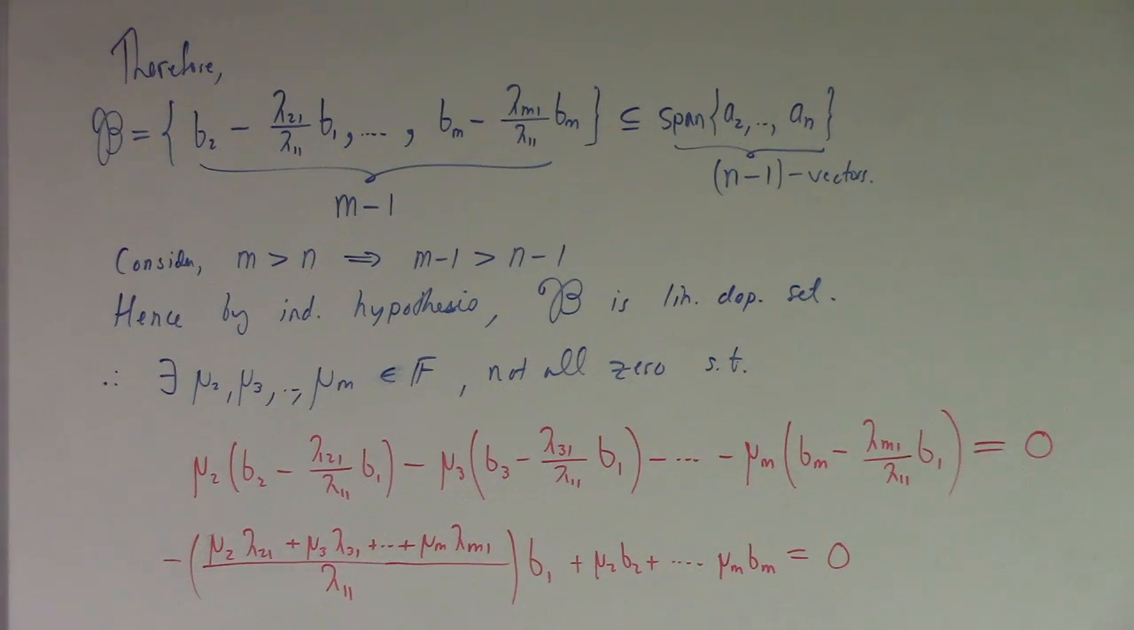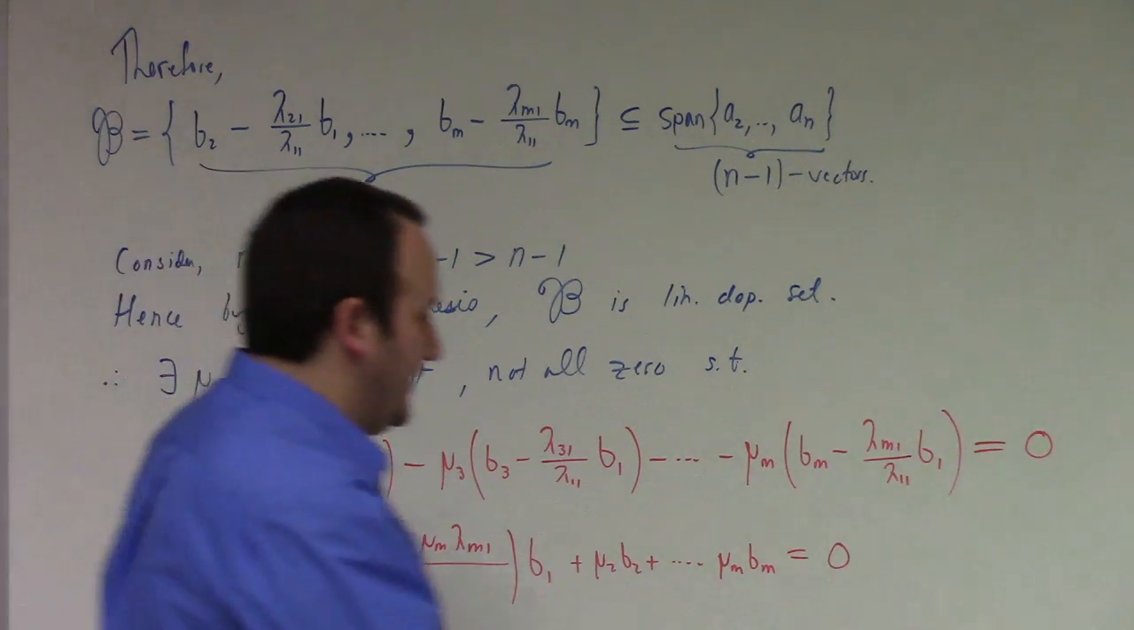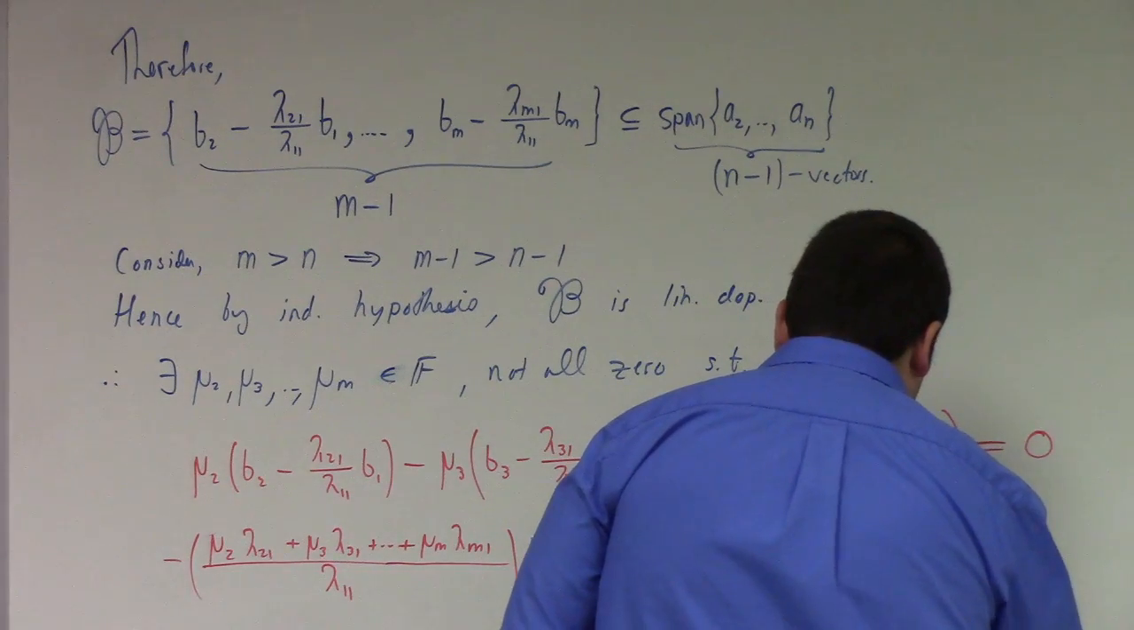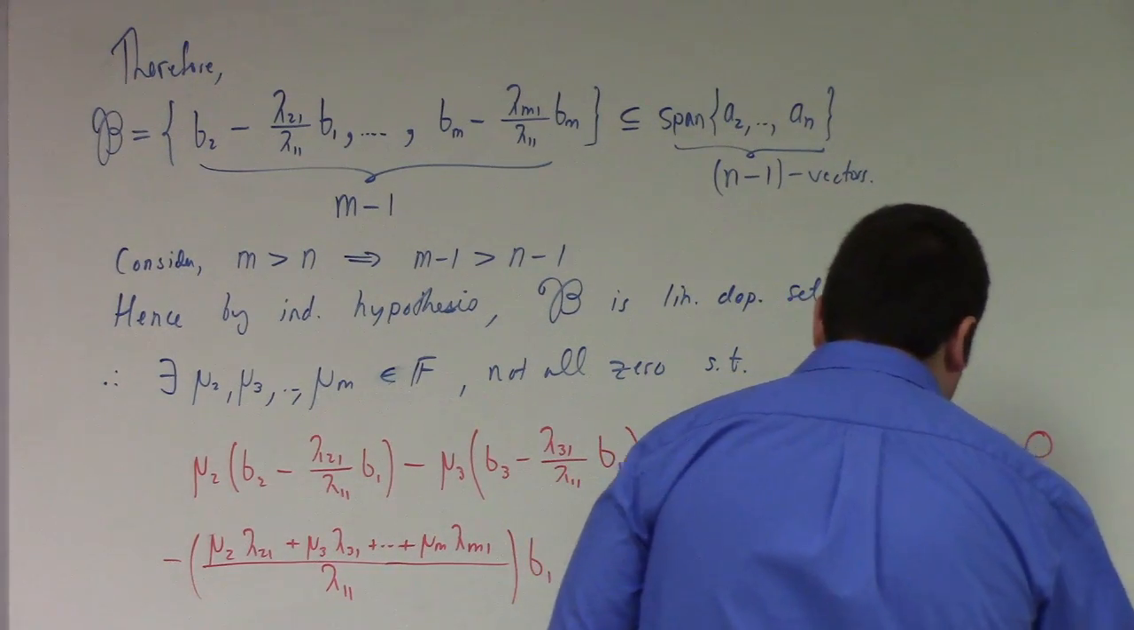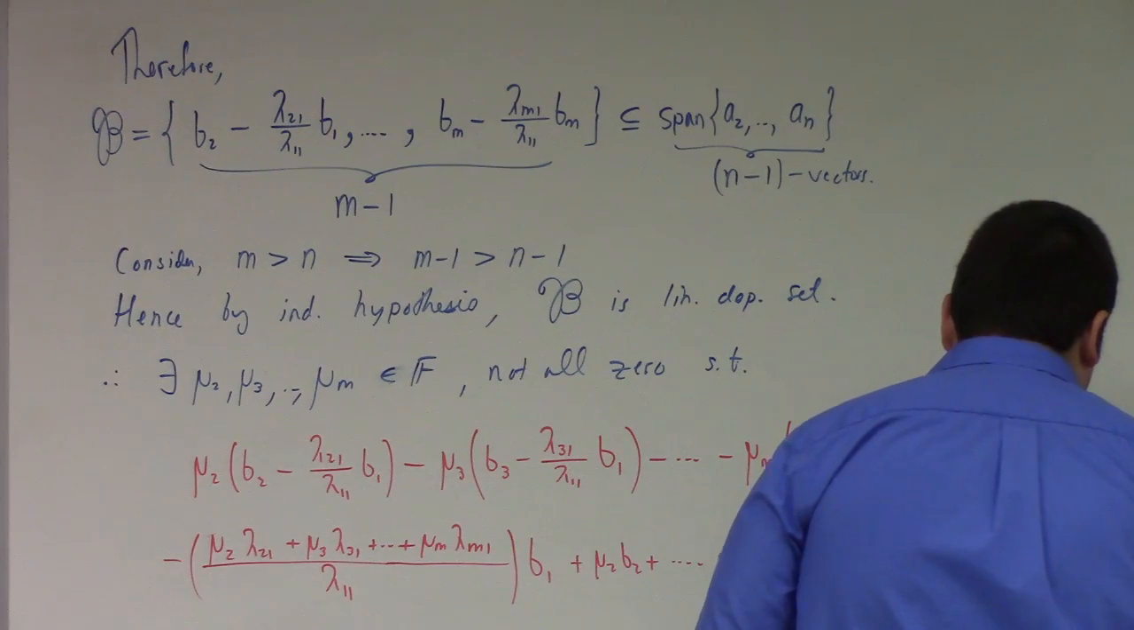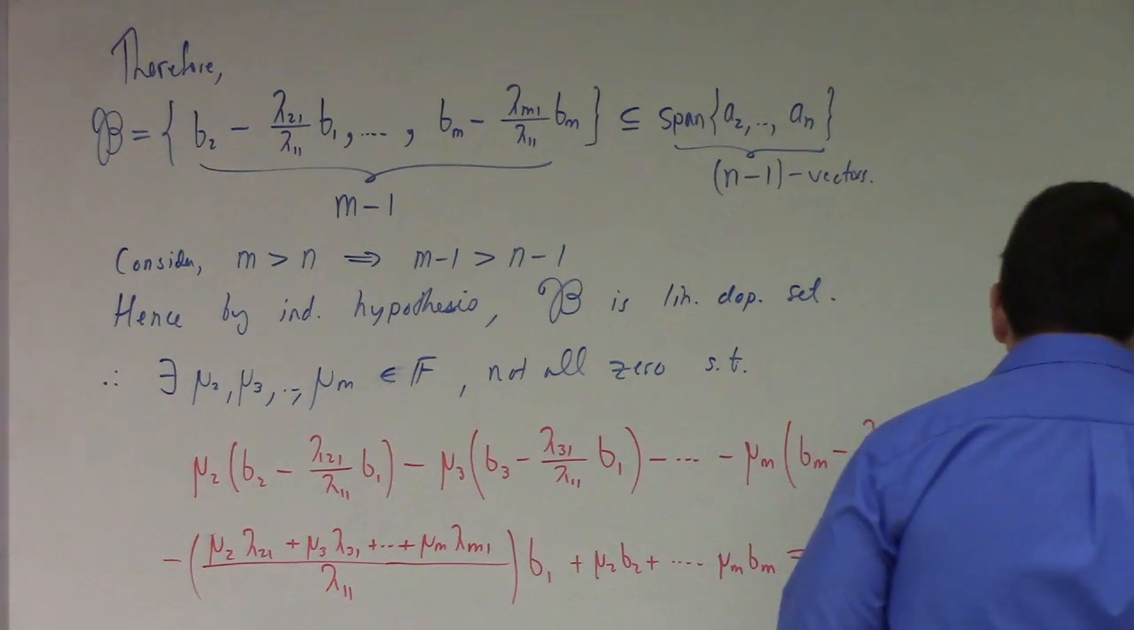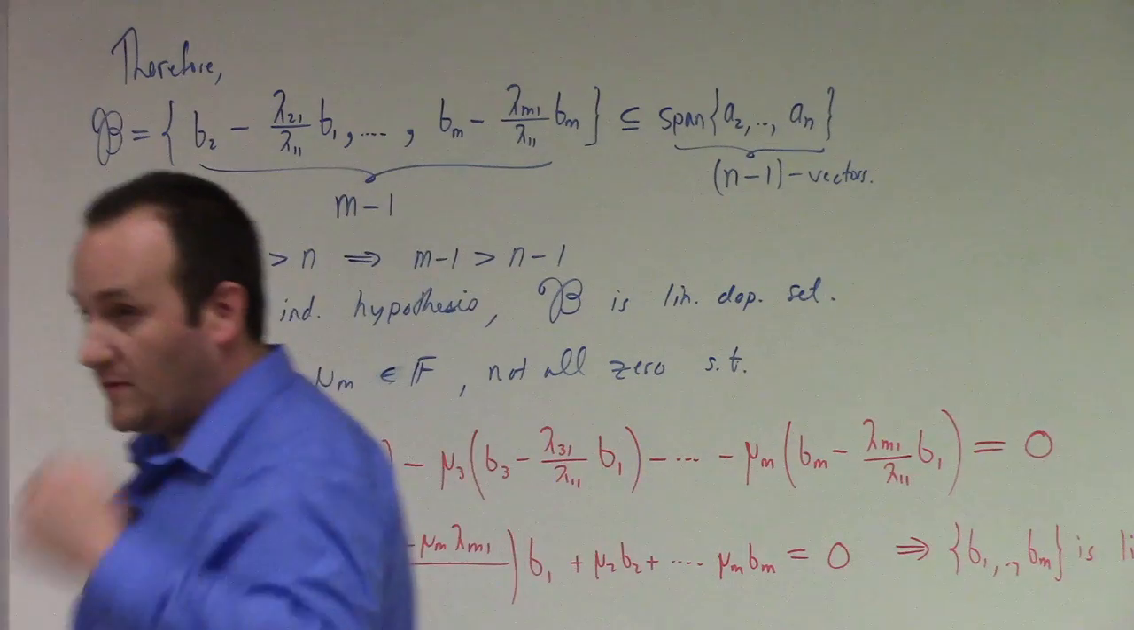Oh, I thought this moment would never come. I feel like this proof takes forever. We're done. Because now we have shown that there is a non-trivial linear combination of the b1 through bm which is 0. This establishes the linear dependence of the subset b1 through bm. And that concludes the induction step. Therefore, this theorem is true for all n.